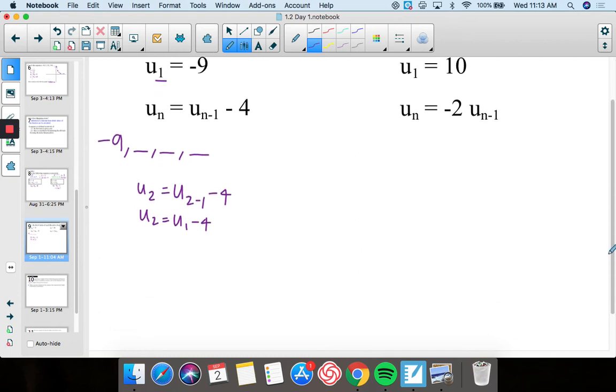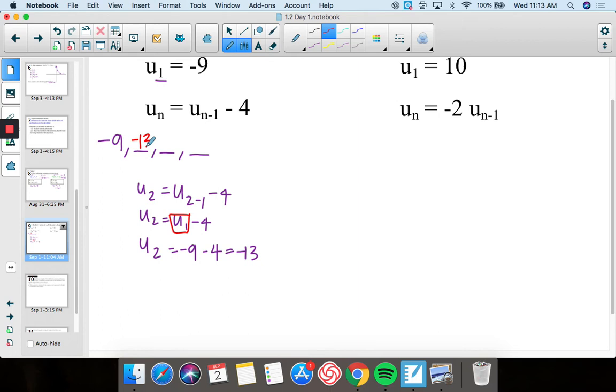Well, our first term is given to us as negative 9. So our second term, we take our u sub 1. Remember, that was given to us, and that's negative 9. So we say negative 9 minus 4, which is negative 13. So that tells us that our second term is negative 13.